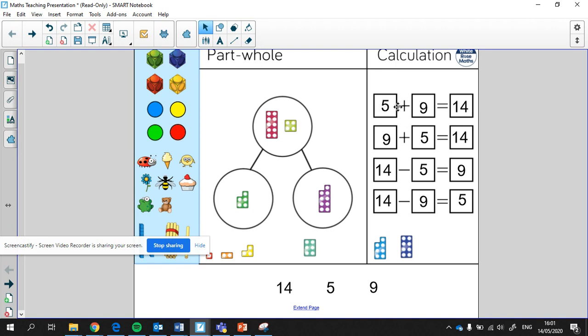So with addition, it's either side of the equal sign. We can swap those over and it'd be correct. With subtraction, we start with our whole, and then we can swap the parts over. We take 5, we're left with 9. If we take the 9 away, we're left with 5.